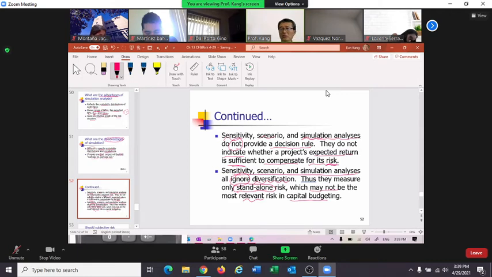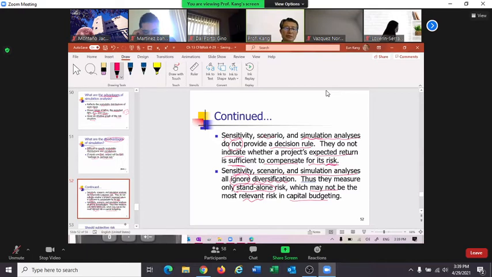So sensitivity, scenario, and simulation analysis only show you the riskiness of your project, but you cannot rely on those analyses to make a decision, right? We'll talk about how to make a decision later, okay? This one is just trying to measure some riskiness of the project, okay?